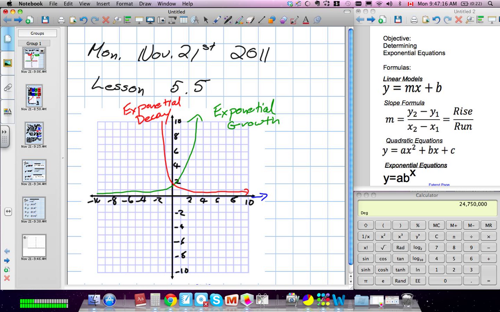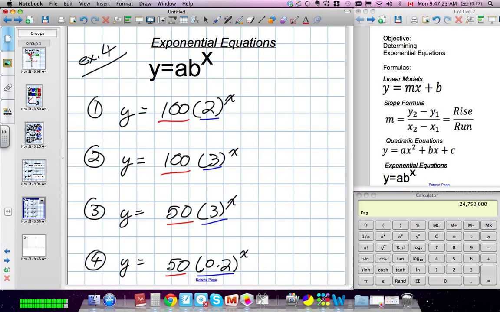It never intercepts the x-axis. It does intercept our y-axis, and we already know where. It depends on what our a value is. That's where we're going to intercept our y-axis. For all of these, we can quickly check our y-intercepts. We know it's 100 in the first one, 100 in the second one, 50 in the third, and 50 in the fourth.